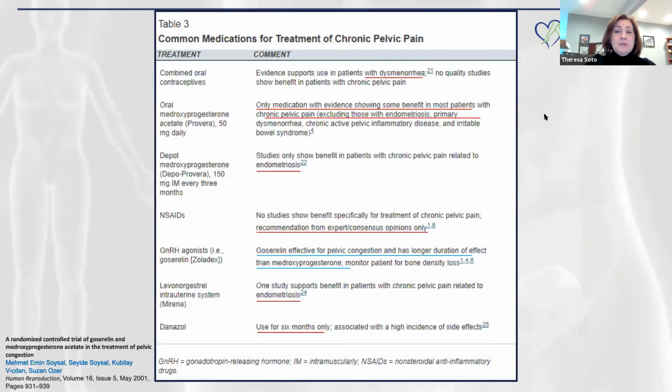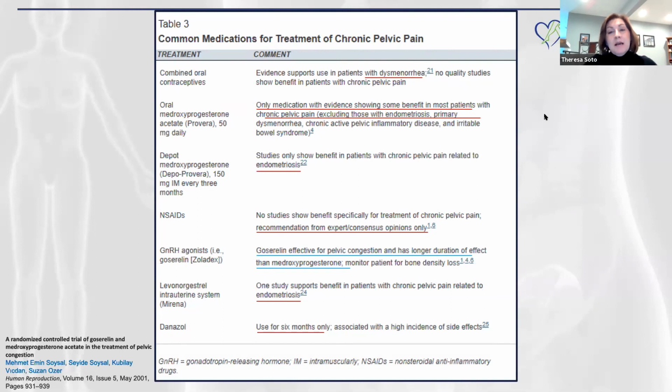These are the medications that we treat chronic pelvic pain with: medroxyprogesterone, whether it is oral or DMPA, GnRH agonists, and danazol, which thankfully we've gotten away from. That's a really ugly medication.